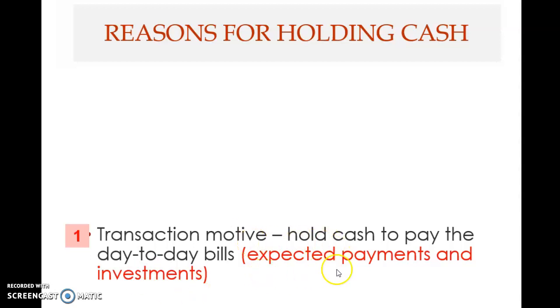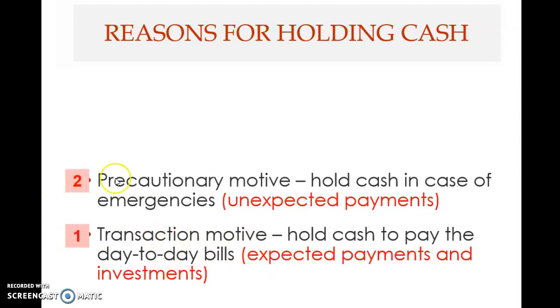This includes expected payments and investments. If you have planned ahead, okay, expected payments, maybe payments for financing as well. Payment for purchases, payment for, let's say, utilities, payment of wages to workers and so on. All this will come under expected payments. And also investments. If you want to invest in fixed assets, these are planned, because it is expected. So when it's expected, then it becomes transaction motive.